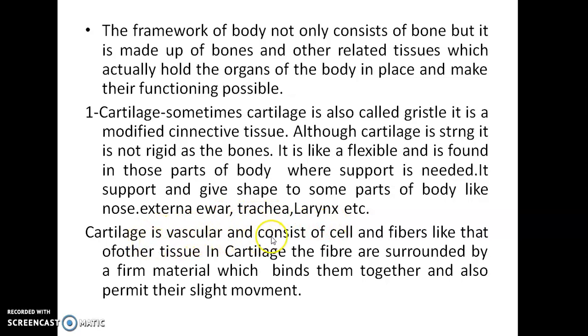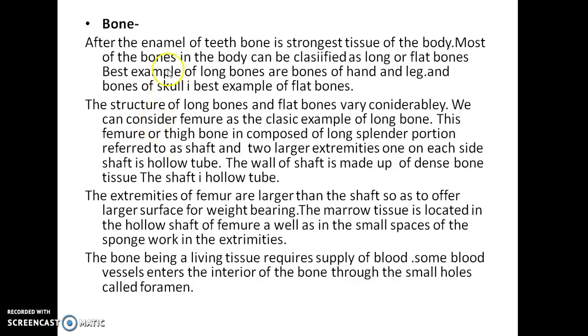Cartilage is avascular and consists of cells and fibers like that of other tissue. In cartilage, the fibers are surrounded by a firm material which binds them together and also permits slight movement. Now we are going to study the bones. What are bones, and into which types are they classified?